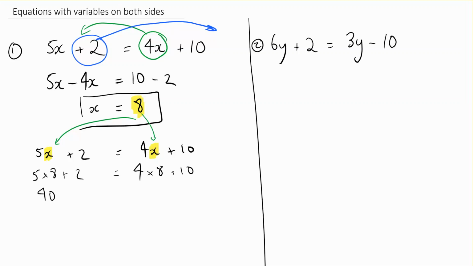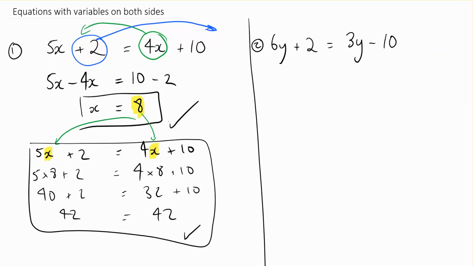5 8s are 40 plus 2. 4 8s are 32 plus 10. 40 plus 2 is 42. 32 plus 10 is 42. And what do you know? 42 does equal 42. So that means x equals 8.